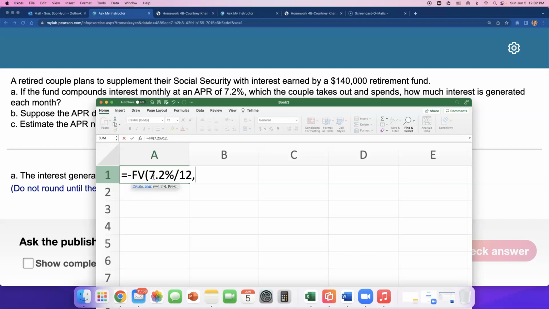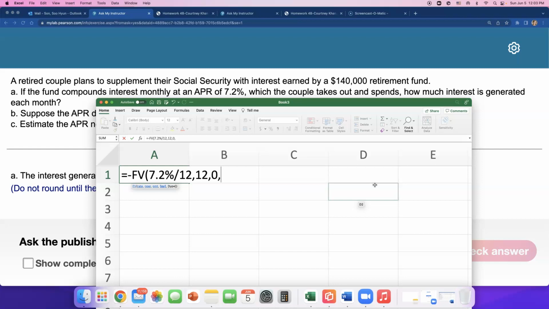What I'm trying to find out is how much money this couple will have after 1 year. In 1 year, there are 12 months, so I'm going to type in 12 for my second input. Next is payment, the third input. This couple is not planning on putting money in every month. They're planning on taking out money every month. So type in 0. They're not going to make any additional monthly payment.